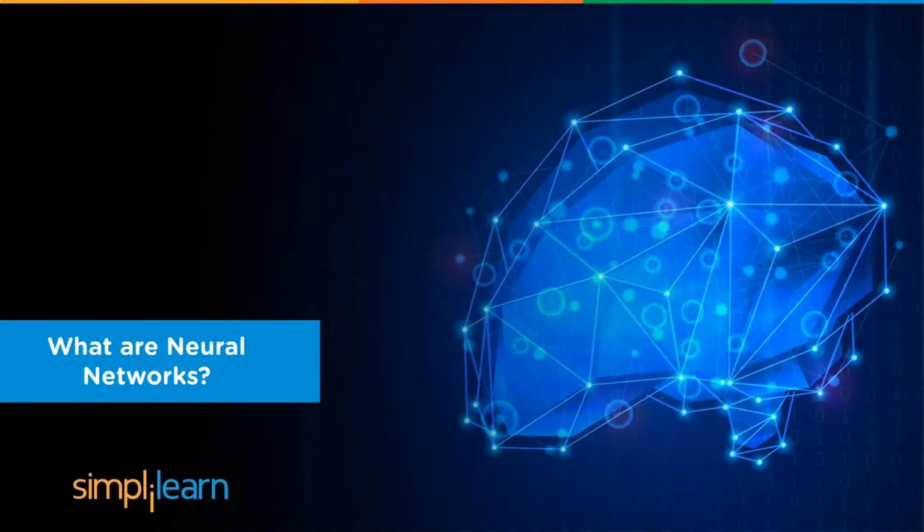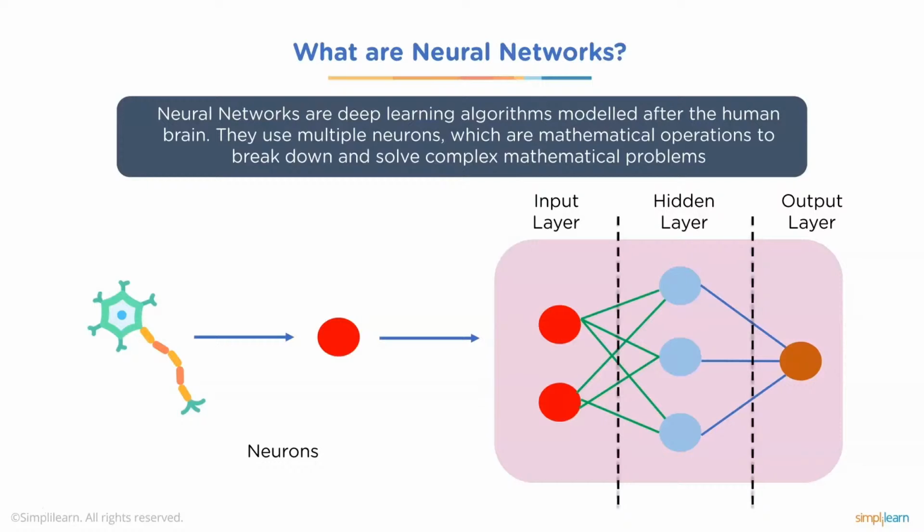So if you're already looking at Keras, you probably already have this answer. What are neural networks? But it's always good to get on the same page, and for those people who don't fully understand neural networks, to dive into them a little bit or do a quick overview. Neural networks are deep learning algorithms modeled after the human brain. They use multiple neurons, which are mathematical operations, to break down and solve complex mathematical problems. And so just like the neuron, one neuron fires in and it fires out to all these other neurons, or nodes as we call them, and eventually they all come down to your output layer. And you can see here we have the really standard graph: input layer, a hidden layer, and an output layer.